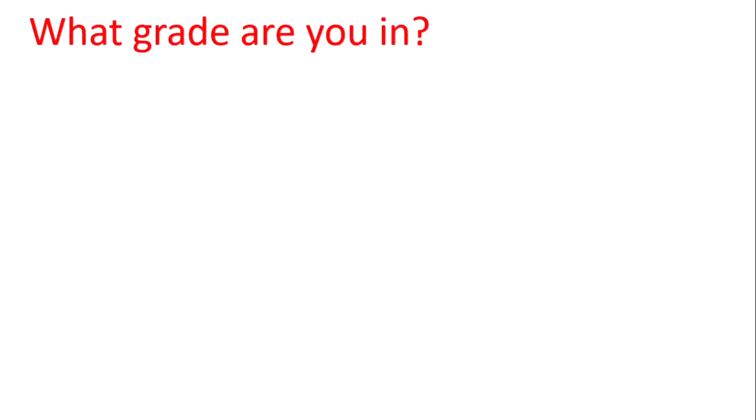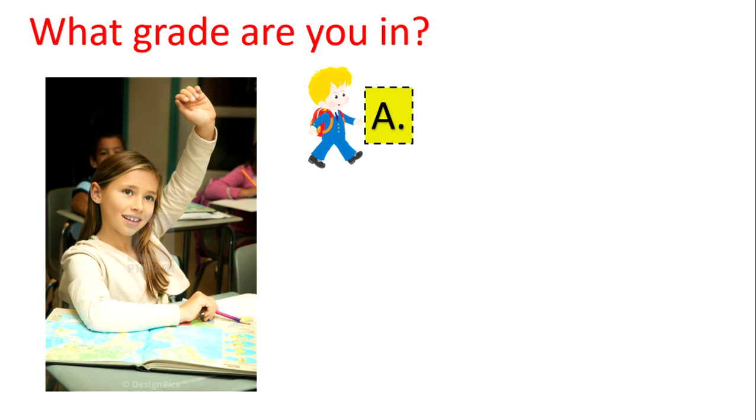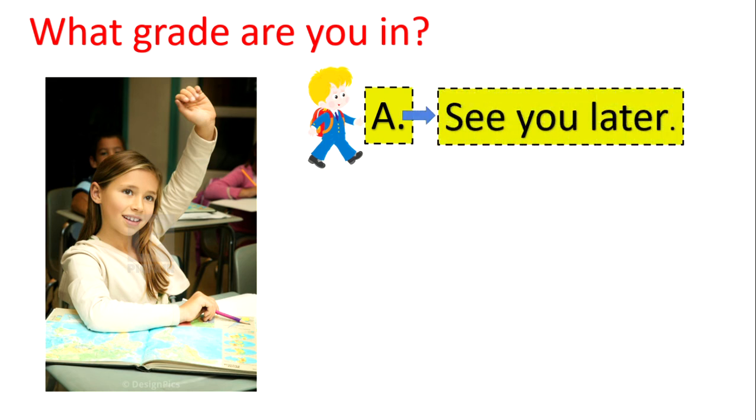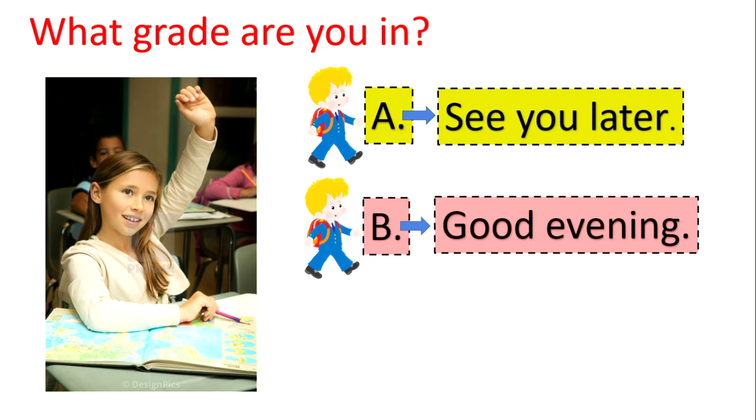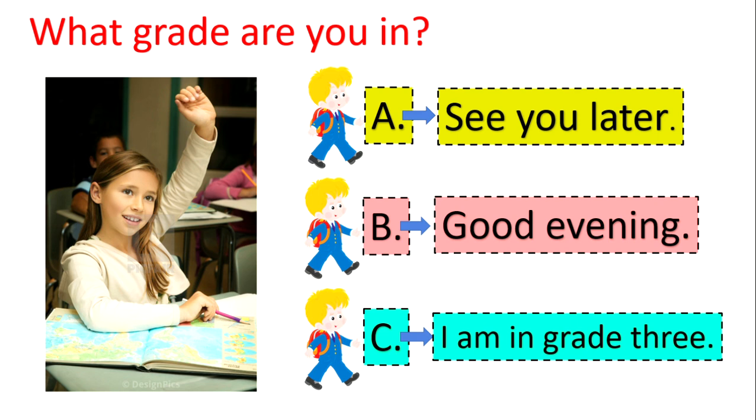So for this question, what grade are you in? What is the right answer for this question? Is it A, see you later? Or is it B, good evening? Or is it C, I am in grade 3? So what is the right answer for the question, what grade are you in? Is it letter A, B, or C? And the right answer is letter C. Letter C is the correct answer. I am in grade 3.